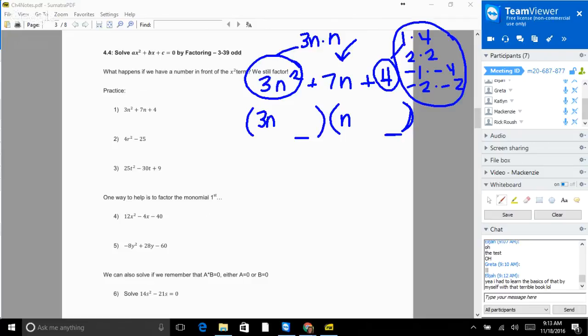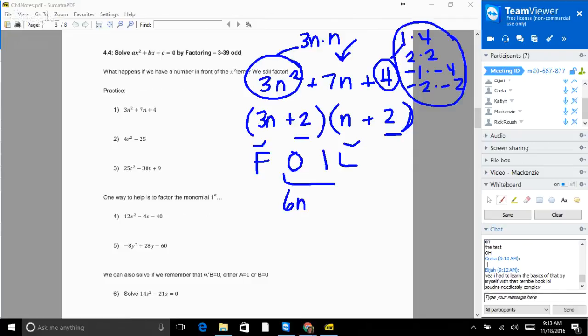So you can kind of say, I think it's going to be 2 and 2. Okay, so we already have in the FOIL, so we have to FOIL this, right? We already have the first and the last taken care of because that's what we did. So let's check the inside outside. So outside is going to be 6n and inside is going to be 2n. So I'm doing outside and inside, and that's going to give me 8n. So that's not going to work. So not 2 and 2. So let's go ahead and try.